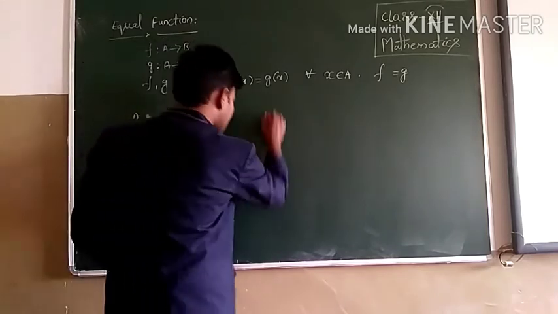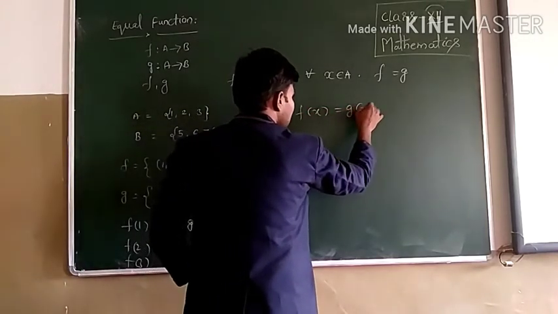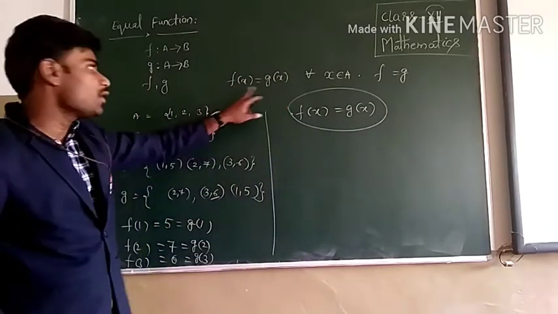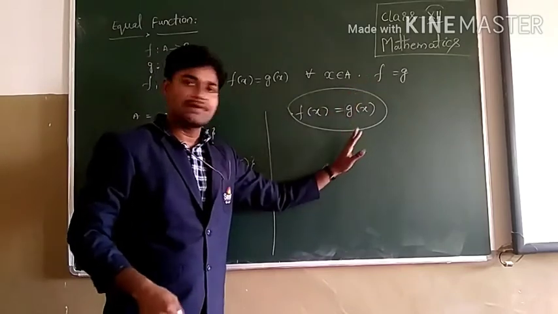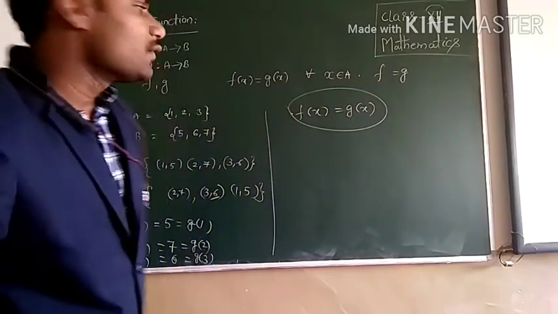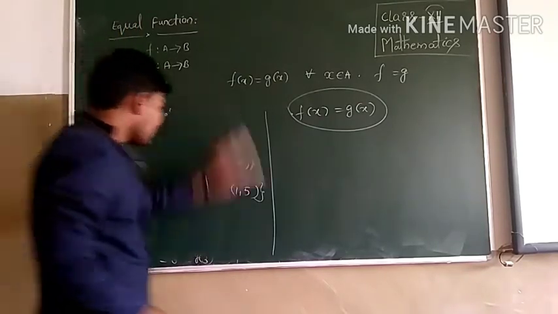Finally, we can conclude that f of x is equal to g of x. Right? The definition is satisfied now. So f of x is equal to g of x for all x belonging to A, then f is equal to g. So that's why f and g are equal functions. So next one is unequal functions.